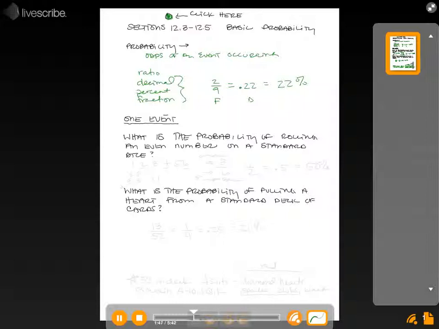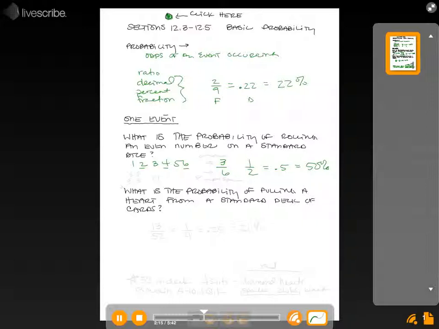The first one is, what's the probability of rolling an even number on a standard dice? Well, there are 6 choices on a dice: 1, 2, 3, 4, 5, 6. And 3 of them are even. So we have 3/6. That reduces to 1/2, which ends up being 0.5, which is 50%.